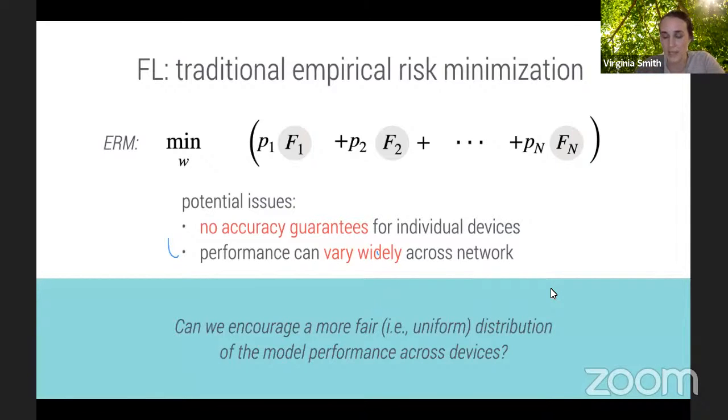Okay, and so in thinking about how to formulate this objective and to try to improve beyond traditional ERM, we asked ourselves this question. Can we try to encourage a more fair or uniform distribution of the model performance, especially in networks where you have very heterogeneous devices?